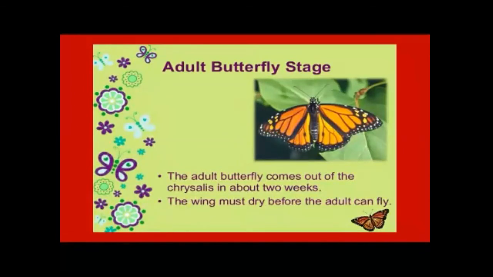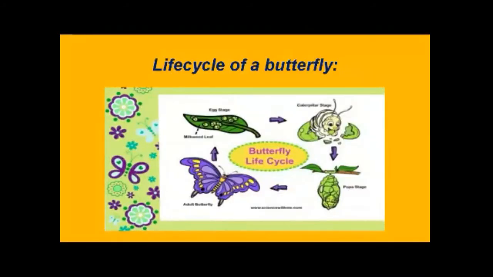Now an adult stage. This is the fourth stage. We also call this the butterfly stage. Once a butterfly is out of the chrysalis, its wings become straight and dry. Now the butterfly is ready to fly. The wings must dry before the adult can fly. That means the butterfly is wet in the fourth stage, then the wings become straight and dry, and now the butterfly is ready to fly. So these are all four stages of the life cycle of a butterfly.